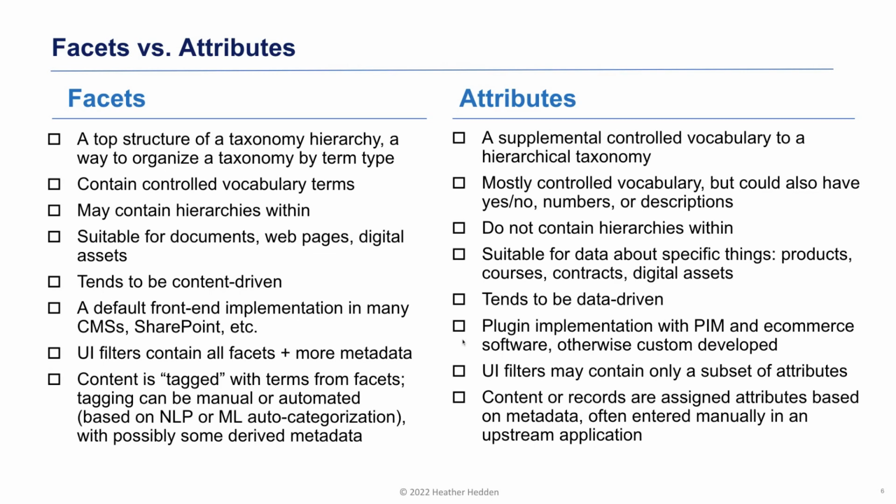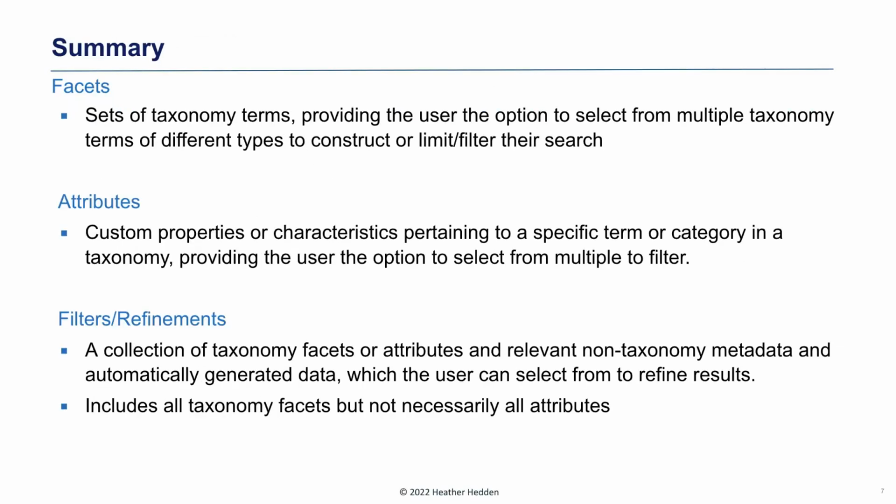And a summary here: facets are sets of taxonomy terms that provide the user the option to select from multiple taxonomy terms of different types to construct or limit or filter their search. You can even think of it as a Boolean: I want this and that, this type of document on this type of topic. Whereas attributes are custom properties or characteristics pertaining to a specific term or category.